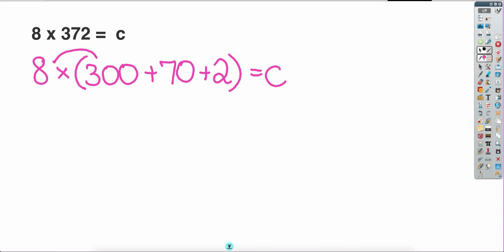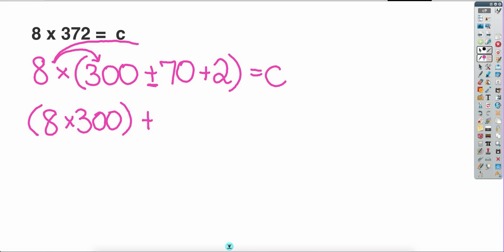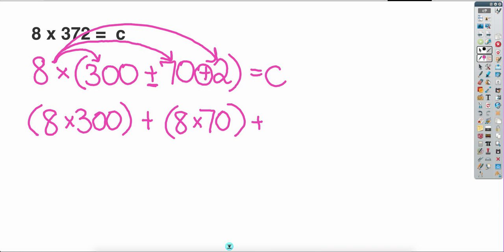So I'm going to distribute 8 times 300 plus 8 times 70 plus 8 times 2 equals C. So now I have to figure out 3 separate partial products.